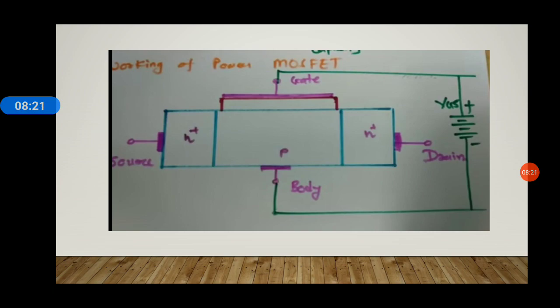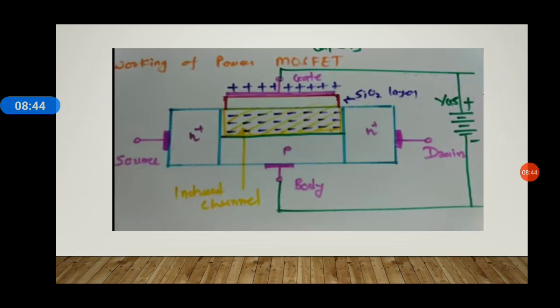So if now we keep on increasing VGS, that is the voltage between the gate and the source, then positive charges will be accumulated at the gate side. You can see here the positive charges being accumulated at the gate side. Now, due to the capacitive behavior of this terminal, we can have negative charges being accumulated as shown in the diagram in between the two N plus layers.